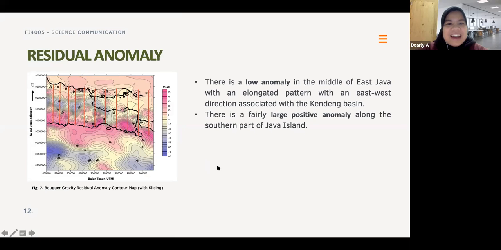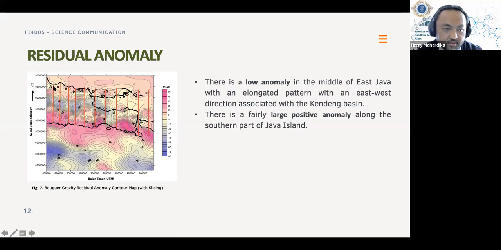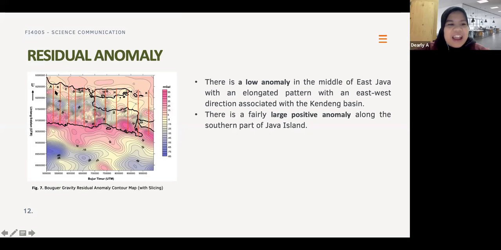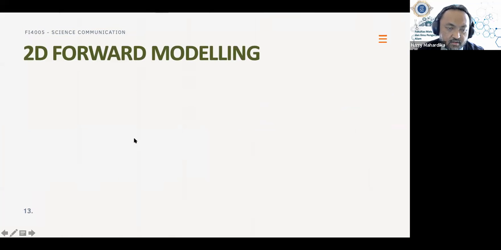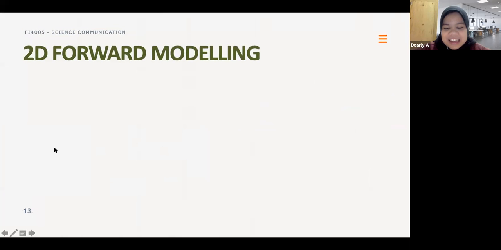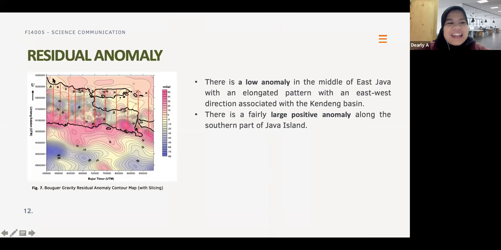Okay, sir. I want to explain again. So line A, I think you can see it's more than 5 kilometers, 6 kilometers, yeah. But I use for modeling, it's not the full line A. I just cut at the anomaly, a big anomaly, at the pink color.